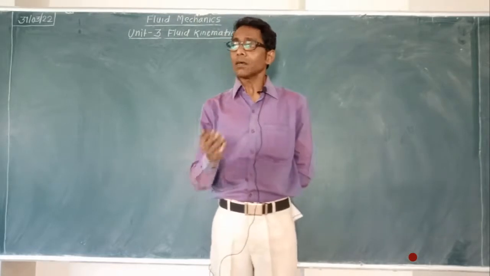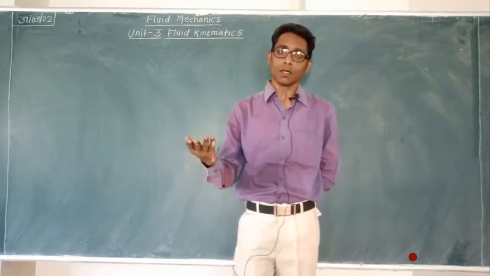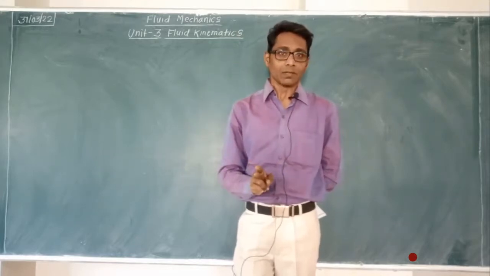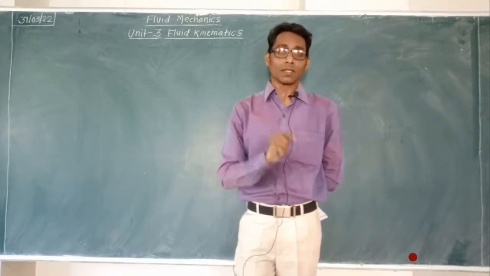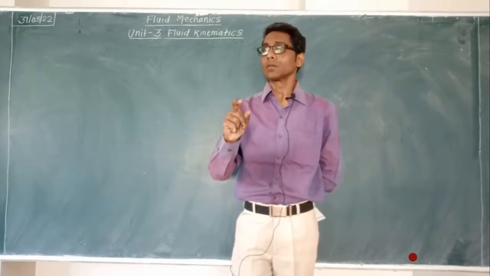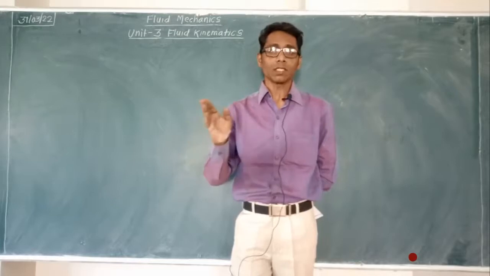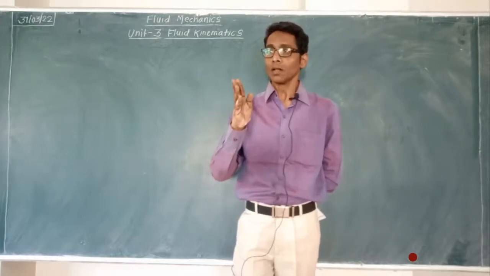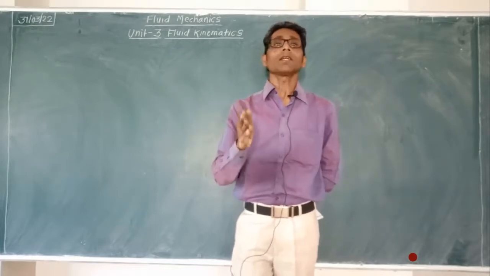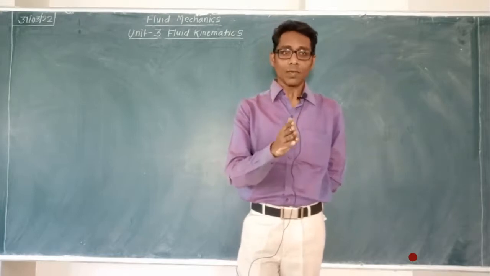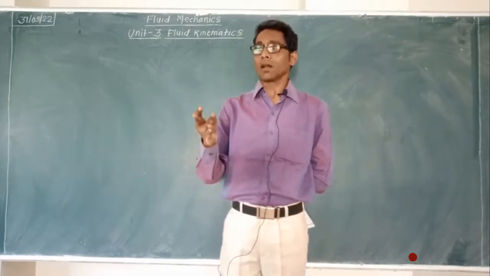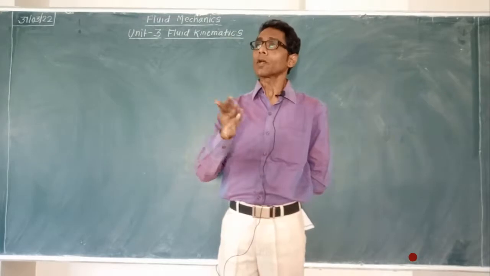Whatever the examples, internal or external, two to three parameters come into the picture in the flow. The first parameter is velocity. Velocity means the distance traveled by the fluid per unit time, distance divided by time. The unit of it is meter per second. Acceleration is the rate of change of velocity with respect to time. So velocity and acceleration are these two important parameters.